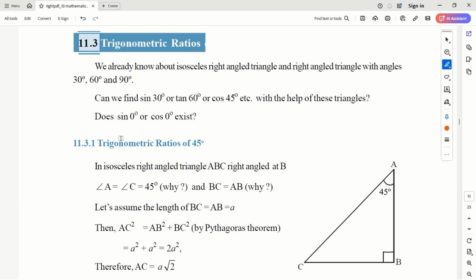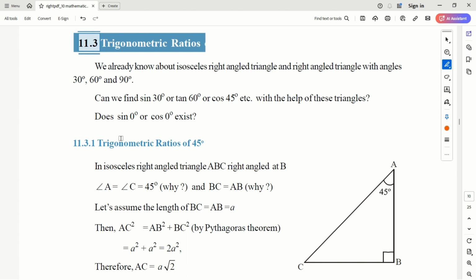Trigonometric ratios. We already saw that trigonometry is mainly the relation between angles and sides of a triangle, or the ratios of sides of a triangle, right? For a given angle, the ratio is constant. We have already seen that in practice, right?